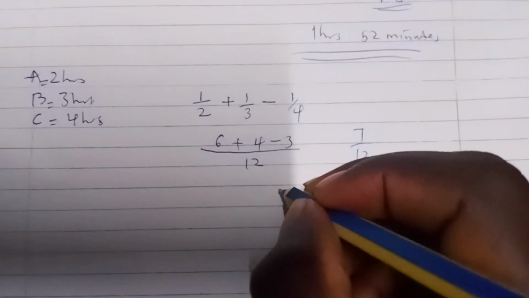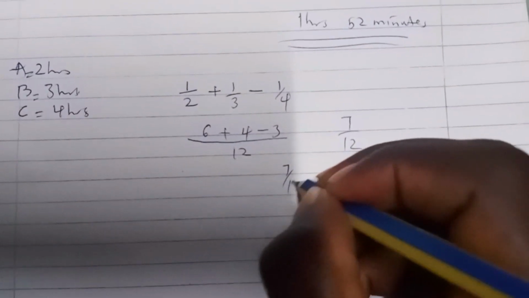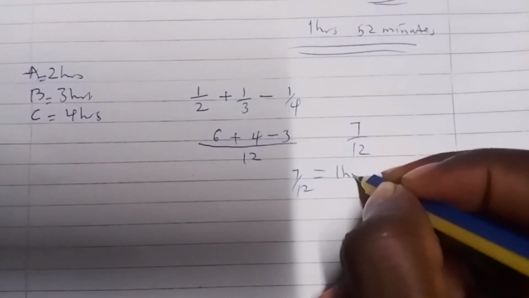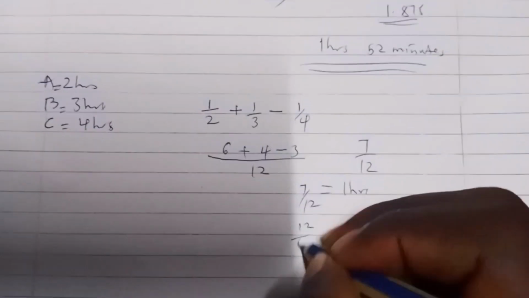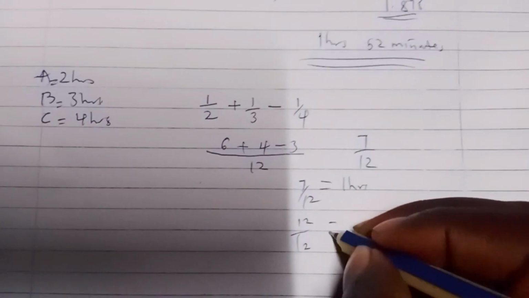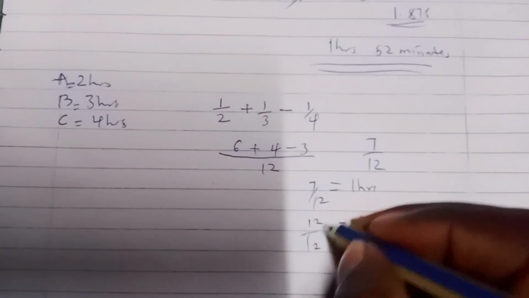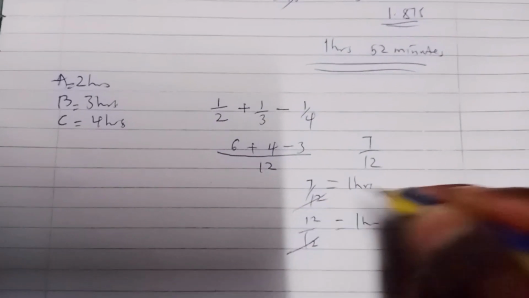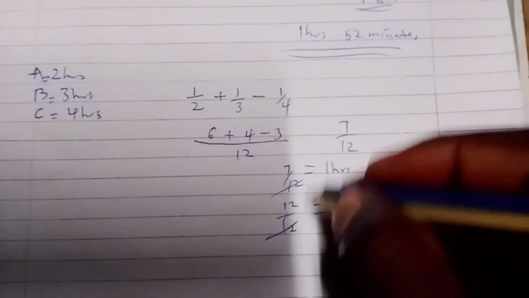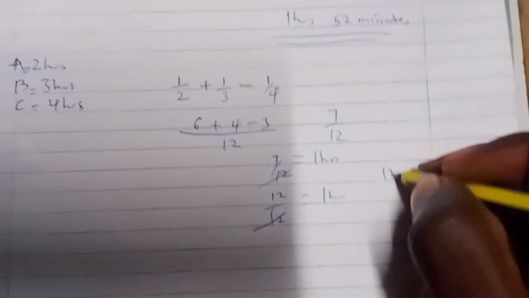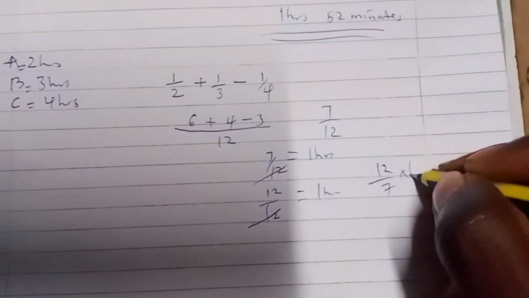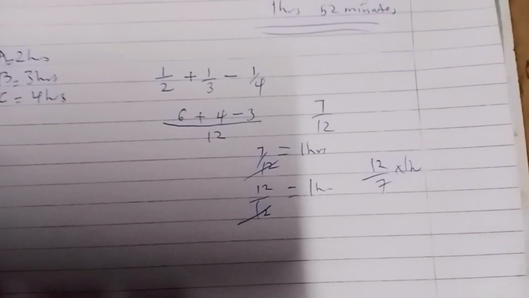So ask yourself, if 7 over 12 is 1 hour, what about 12 over 12 when the tank is now full? What you do is you just cancel the denominator, then you take the reciprocal of what is remaining times 1 hour.